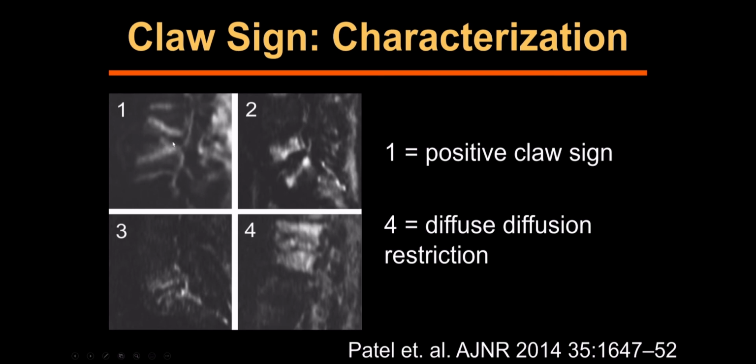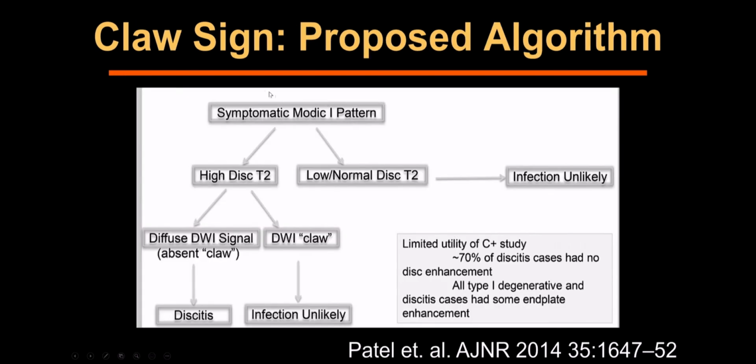No restricted diffusion within the disc, and then these linear areas of marrow involvement that define the claw. And unfortunately, a lot of cases fall in an indeterminate range. And what they did is they put together an algorithm, and this is really the algorithm that I use.